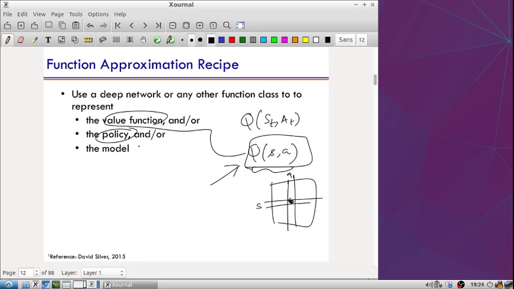This Q function is actually just a value function. Policy was also a function going from states to actions, so you can think of that as a function. Then that can also be approximated, and the model itself can be approximated. Let's not worry about these 2 points.